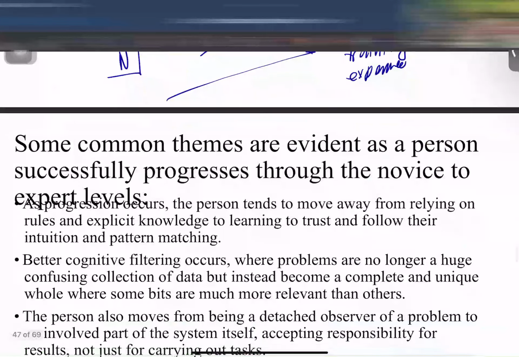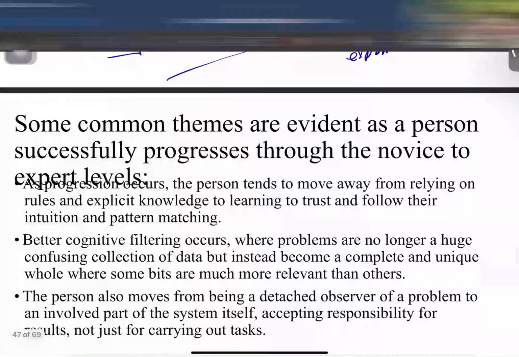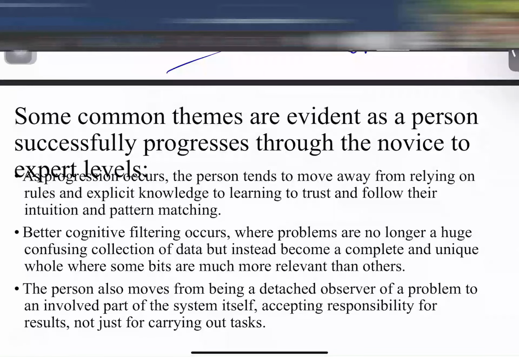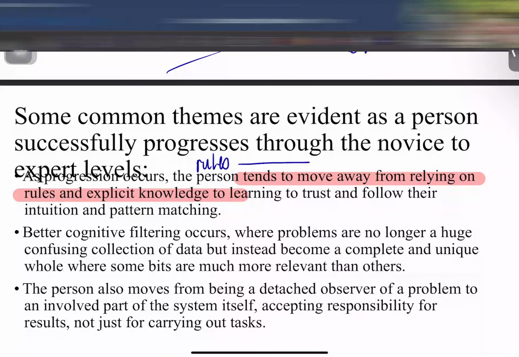So class, when progress occurs, the person tends to move away from relying on rules and explicit knowledge. Pag novice ka kasi, class, you do things because the rule says so. The rules say that you need to do this, you need to do that. Yan yung basis ng isang nurse na considered to be novice. But when you become progressive, you don't rely on rules. Take note, I did not say that you do not follow rules. I just said that you do not rely on rules.